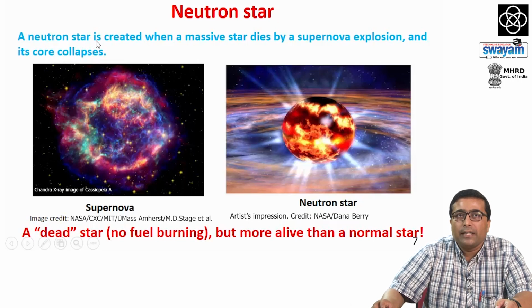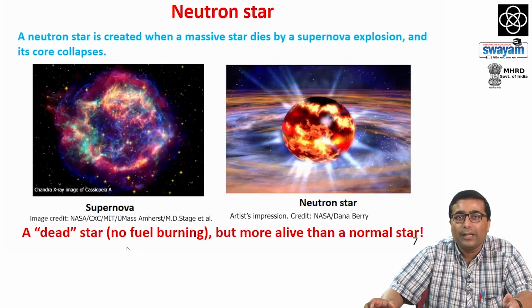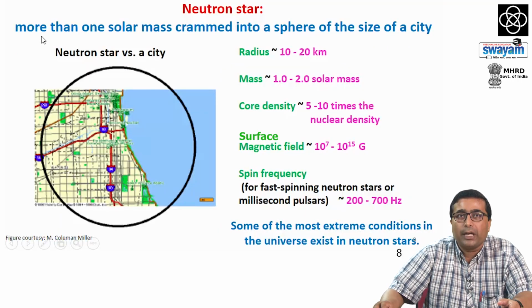A neutron star is created when a massive star dies by a supernova explosion and its core collapses, like here. At the center, a neutron star is created. A neutron star is a dead star, that is, there is no fuel burning going on like in a normal star, but it is more alive than a normal star in certain ways. A neutron star is an extreme object because more than one solar mass is crammed into a sphere the size of a city. Here is a cartoon of a neutron star in comparison to a city.